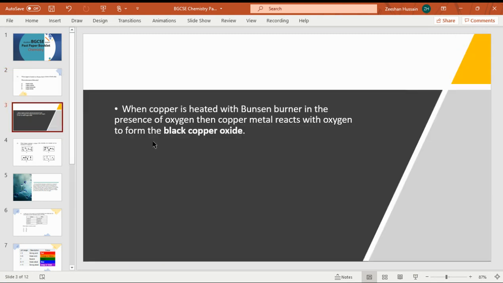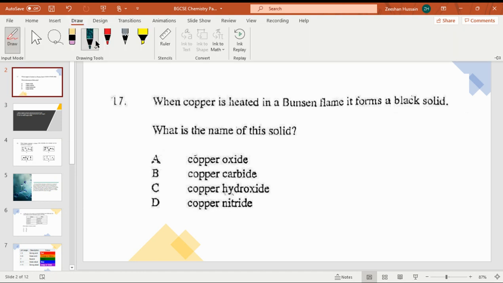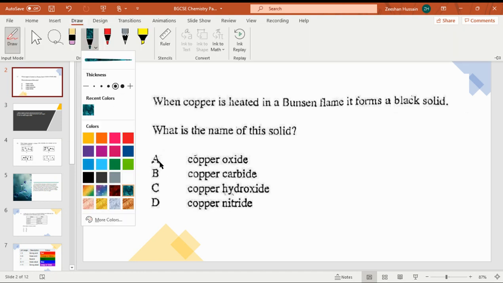So we have to read this. When copper is heated with Bunsen burner in the presence of oxygen, then copper metal reacts with oxygen to form black copper oxide. Okay. So the answer of this question is A.